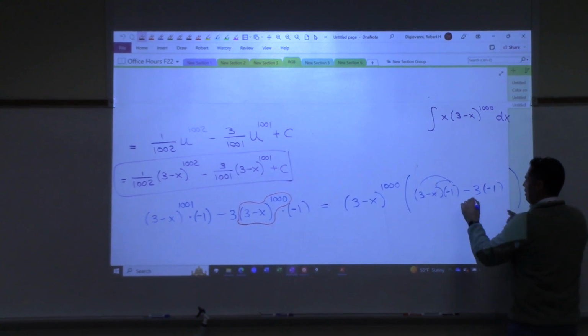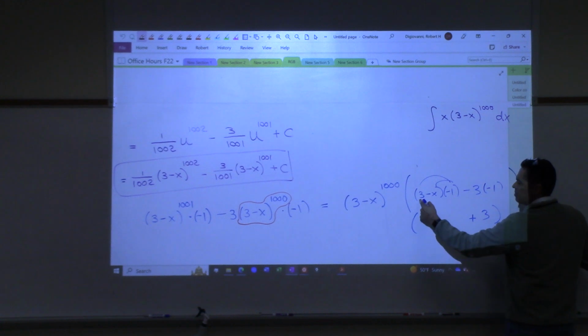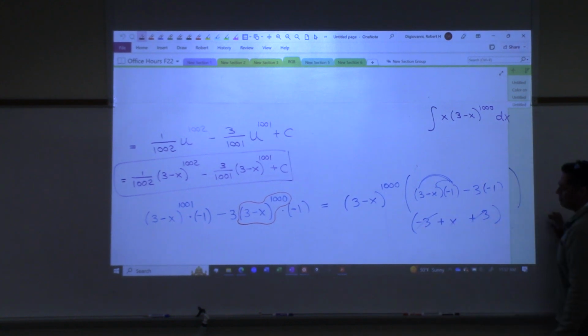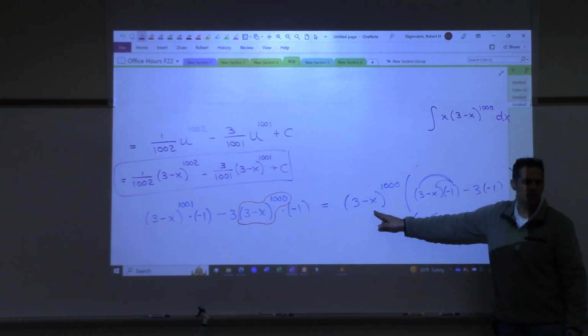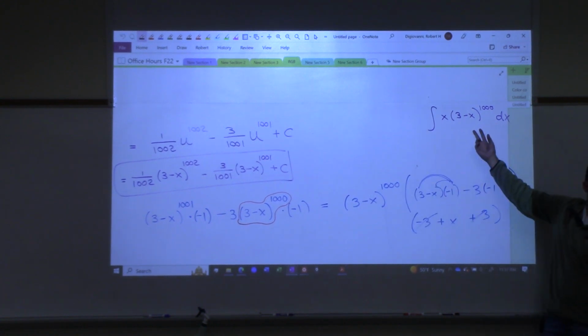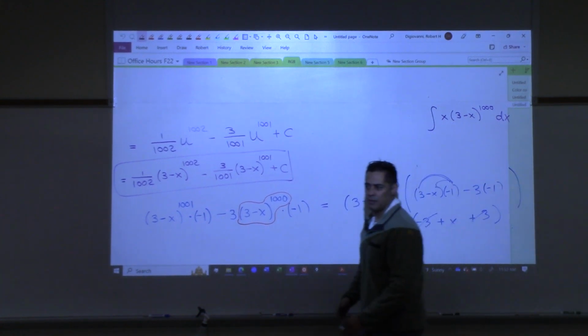Distribute, distribute, and then multiply those together. So this is +3, right? And then over here, this is distribute, -3, and then what? Plus x. And then the 3's cancel. And so you get x times that, which is that.